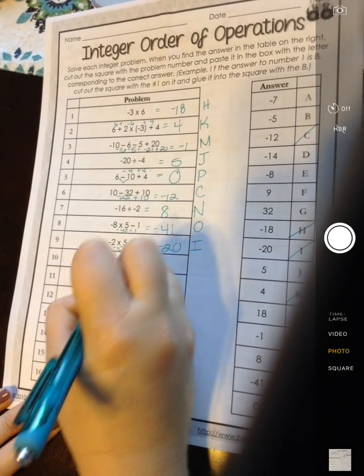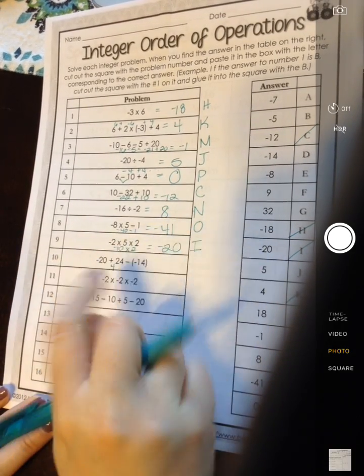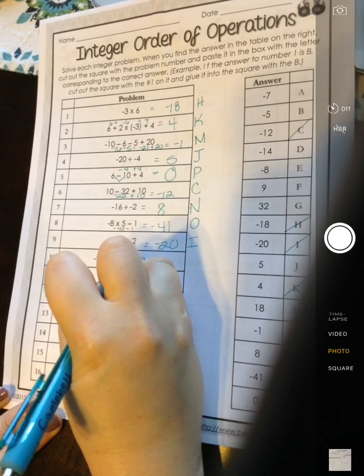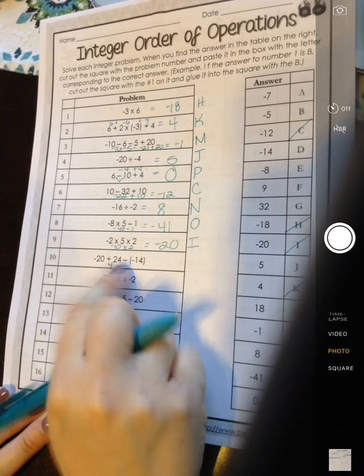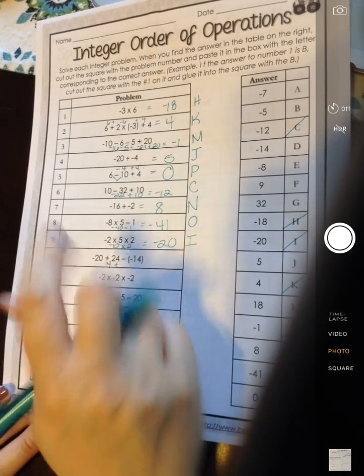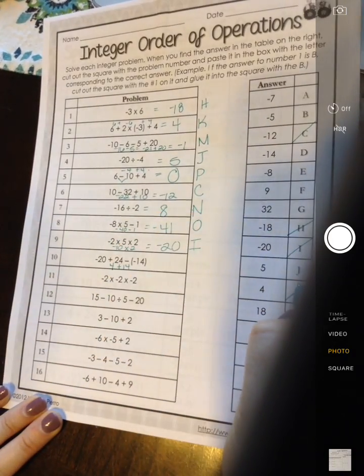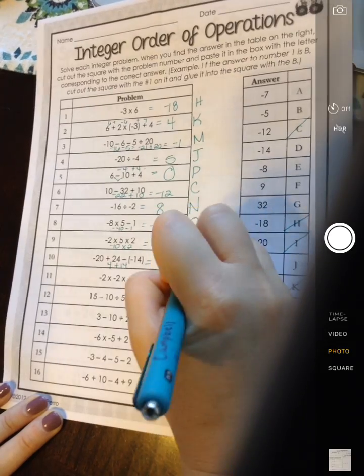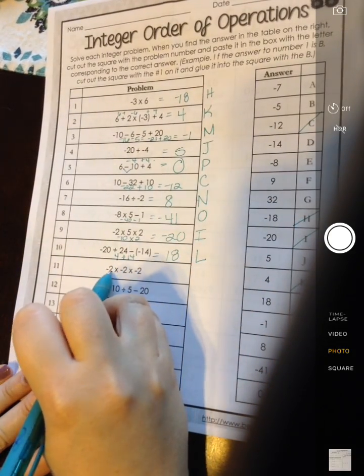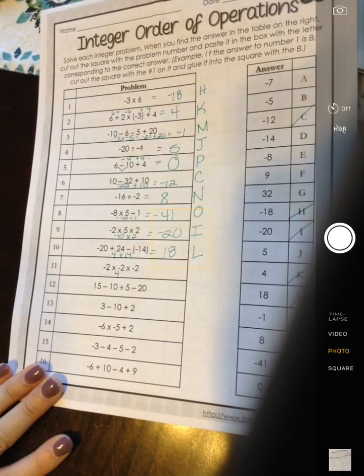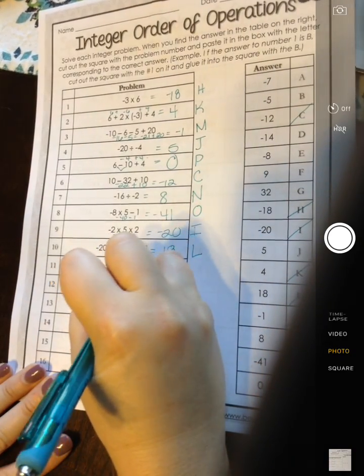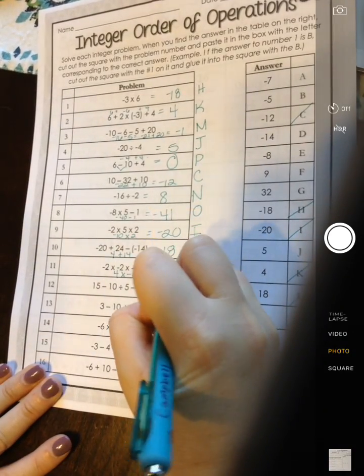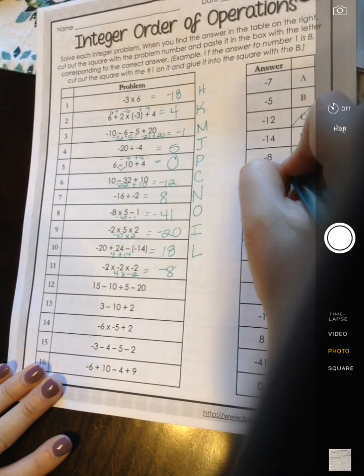Negative 20 plus 24 is 4. 4, I would have to change this subtraction to addition. Change this negative to a positive, so 4 plus 14 equals 18, which would be L. Negative 2 times negative 2 is a positive 4. Positive 4 times a negative 2 is a negative 8, so that would be E.